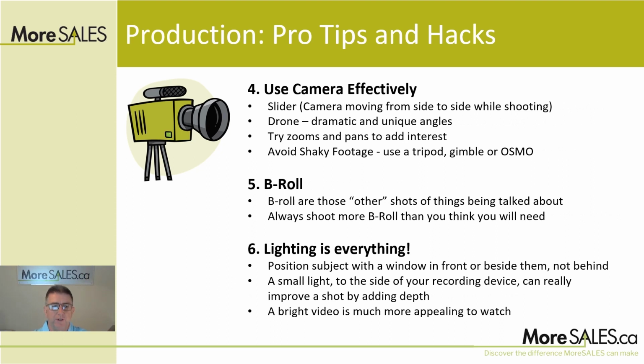Using the camera effectively. We talk about different equipment here. For example, a slider is basically like a rail that has a camera that moves back and forth on it, which creates some movement, even though there may not be much going on in the shot. A person's just talking to the camera. We want to make sure that camera is able to move back and forth and pick that up, which creates a little bit of movement.